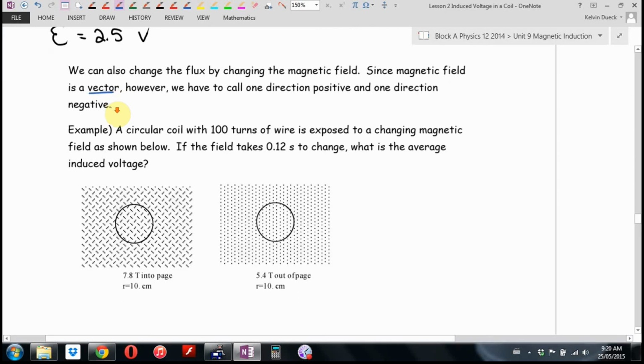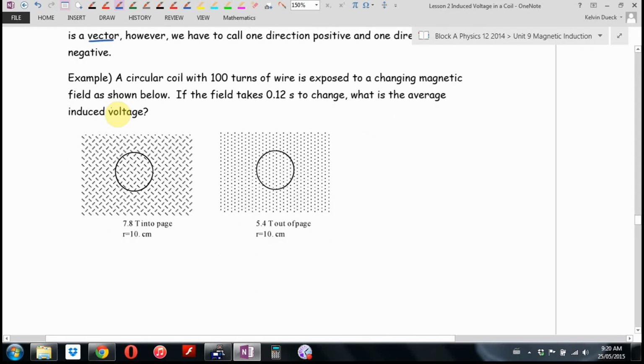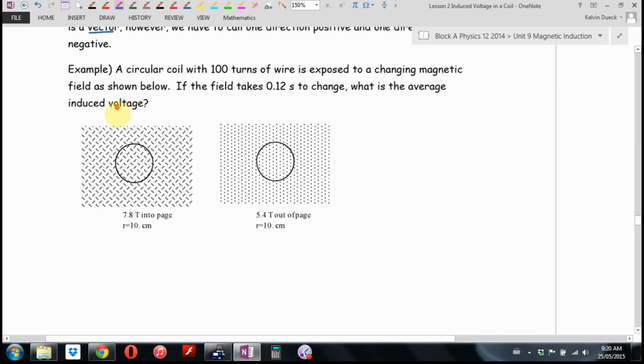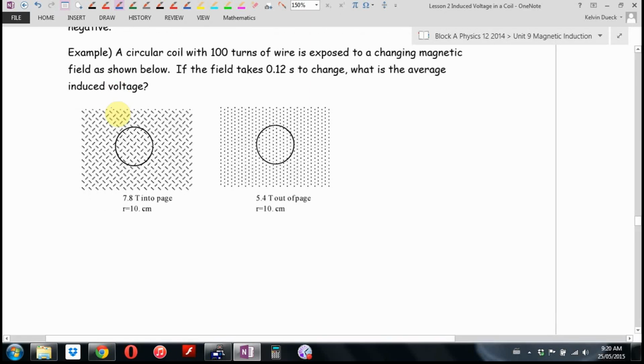Okay? Oh, I like this example. This example is a nice question. A circular coil with 100 turns of wire is exposed to a changing magnetic field. So now the coil isn't moving, the magnetic field is. If the field takes 0.12 seconds to change, what's the average induced voltage? The average induced EMF? Okay.